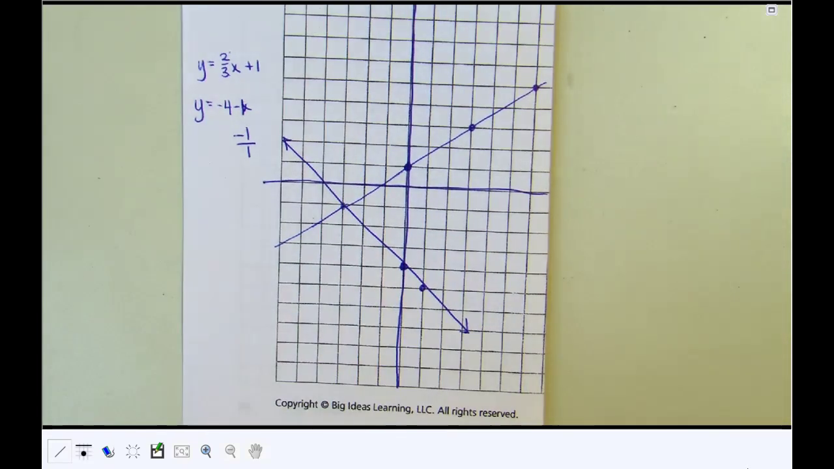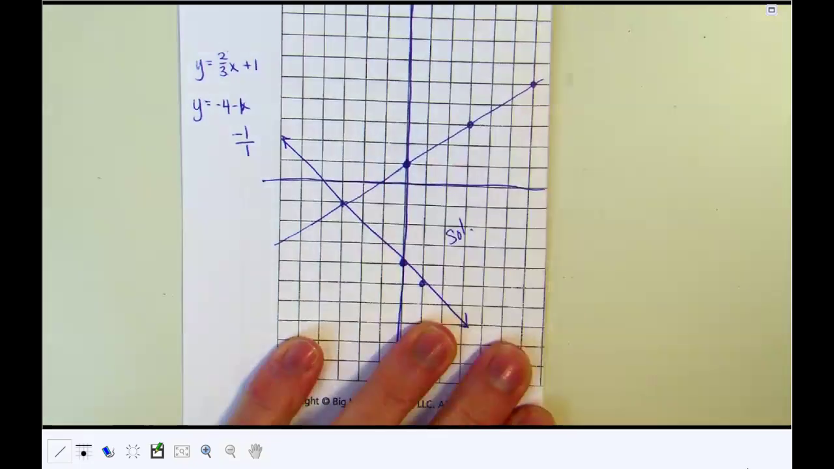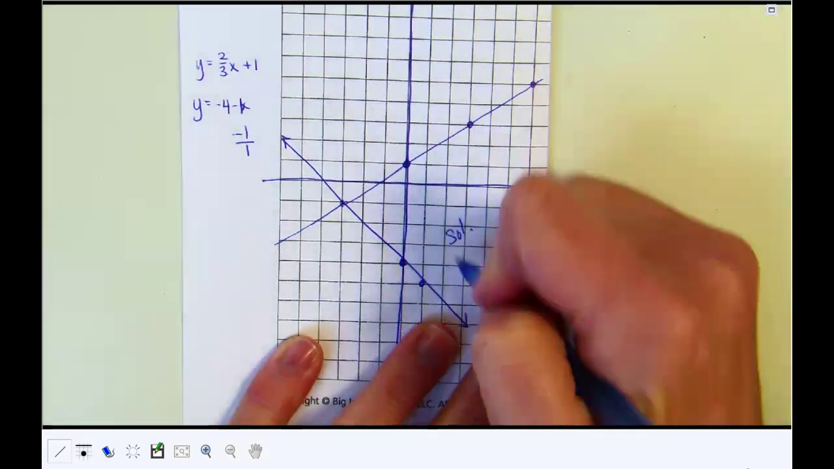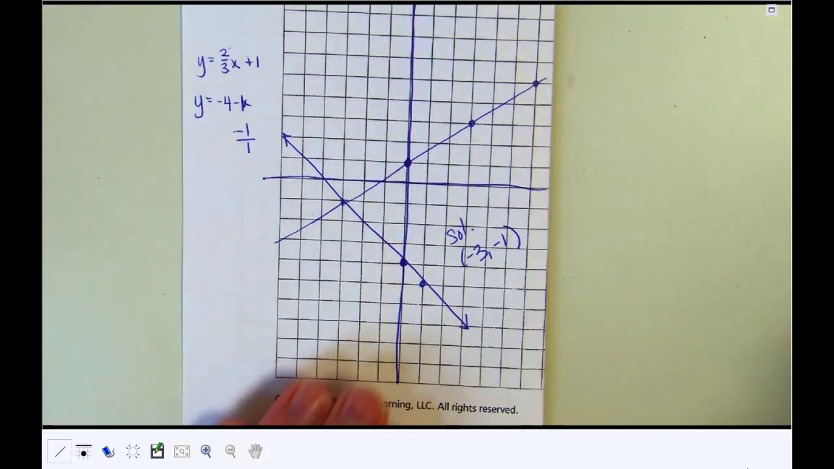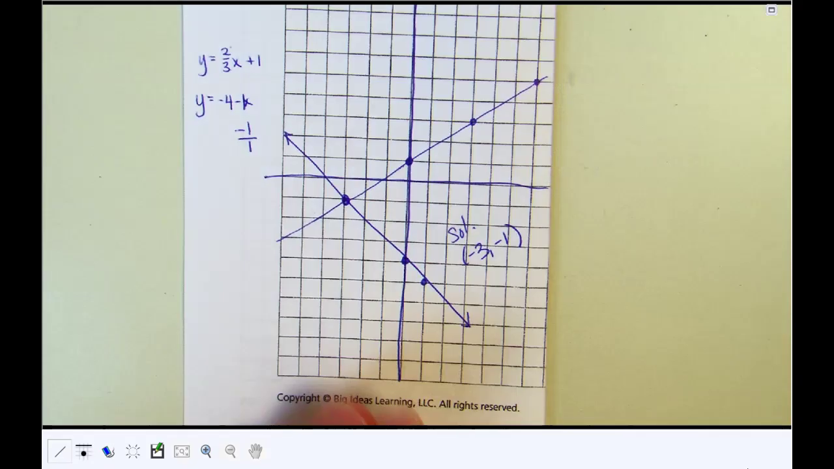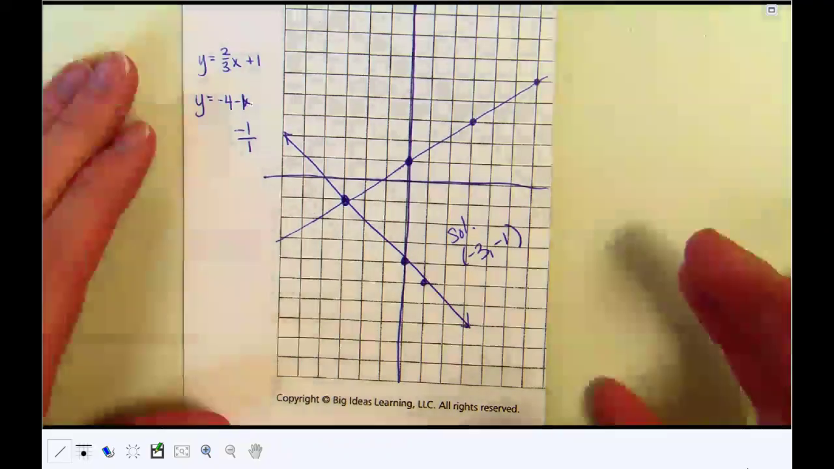This is a system of equations. What is its solution? Yes, -3, -1. -3, -1 is where those two lines cross. So its solution is -3, -1. Okay, I'm flipping over. We're going to do another one.